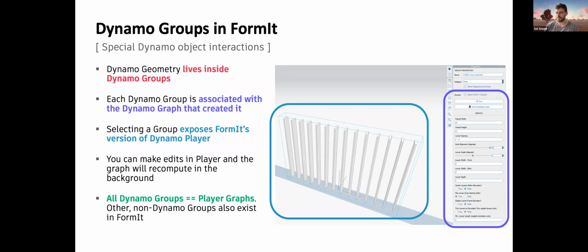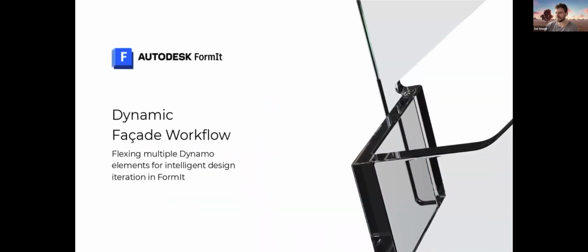So selecting a group simply exposes FormIt's version of Dynamo Player. And then you can also make edits in the player, and we're going to recompute in the background. The one caveat or thing to take away here is that all Dynamo groups do have this player graph, but other non-Dynamo groups do exist inside of the FormIt space. So standard groups inside of FormIt too, and they will not have the same interaction. Only if they have been generated in Dynamo will they have the section in purple shown here on the right-hand side of the screen. So we're going to look at a quick video here too around FormIt.